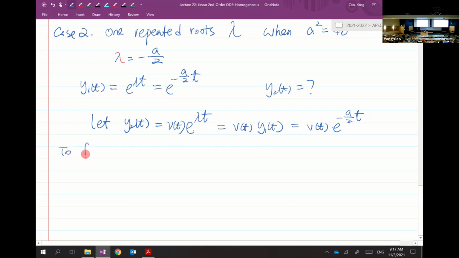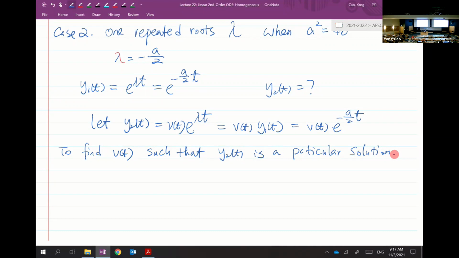Okay, then we need to find v of t. See if this v of t exists or not, such that y2 of t is a particular solution. Okay, so that's the train of thought. So how do I find this v of t so that y2 of t is a particular solution? There's a little bit of details here, so I'm going to skip a little bit of detail. So this is how you do it, the steps.